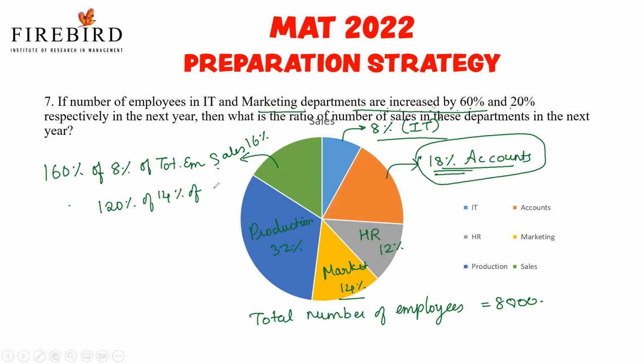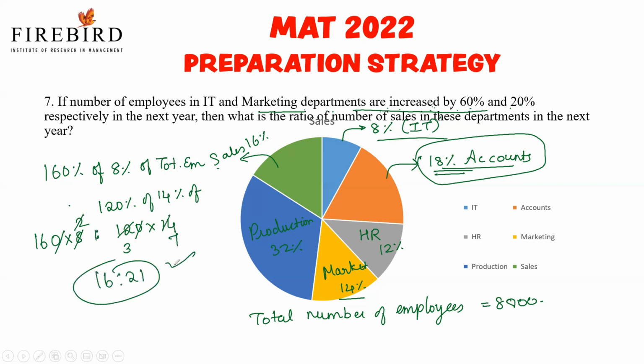So what is the ratio they are asking, right? So 160 into 8, 120 into 14, right? So 0, 0 will get cancelled. 8 2 times, this is 3 times. And again, you can cancel 2 1 times, get 7 times. So 16 is to 21 is your answer.